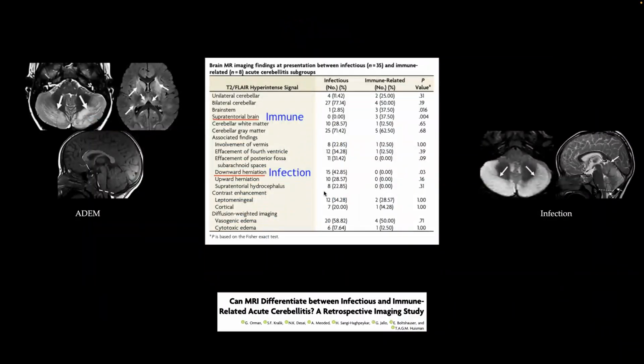Can we differentiate from an infective or immune condition? Possibly. This paper, I think Dr. Baltazar is there on it. What they found was the immune-mediated causes had cerebellitis along with supratentorial changes, and the infective ones had predominantly cerebellar edematous changes. So imaging-wise, I think it's pretty non-specific.